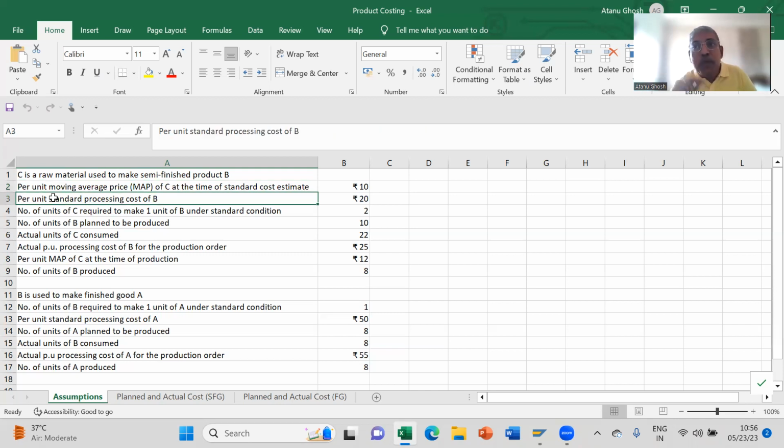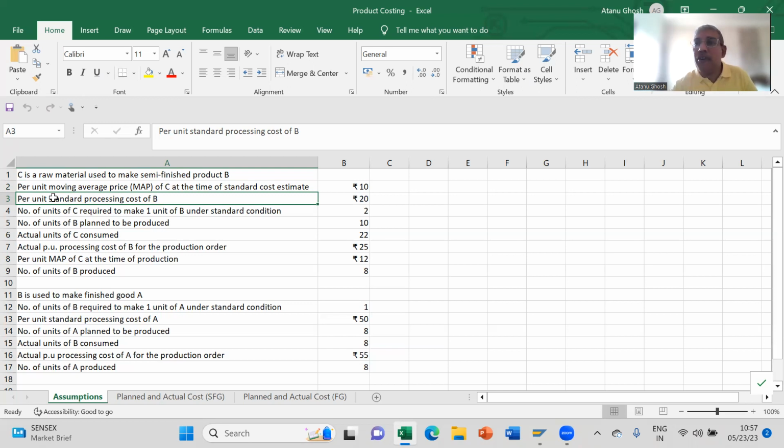Now, B needs to be processed from C, which means that there will be a certain amount of machine and labor cost that will be involved while producing B. We are defining this as the processing cost.